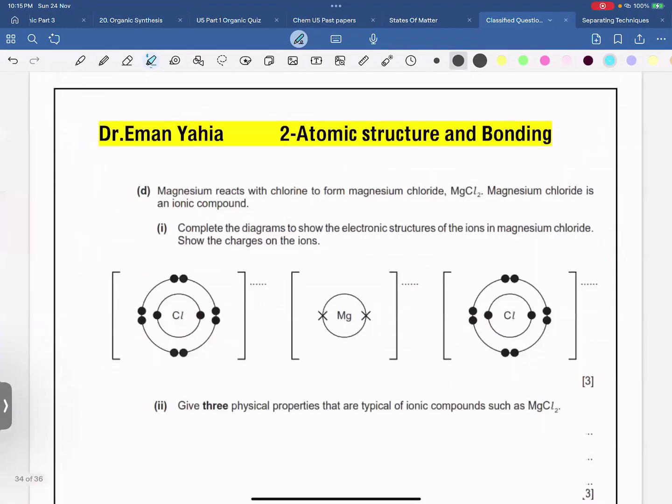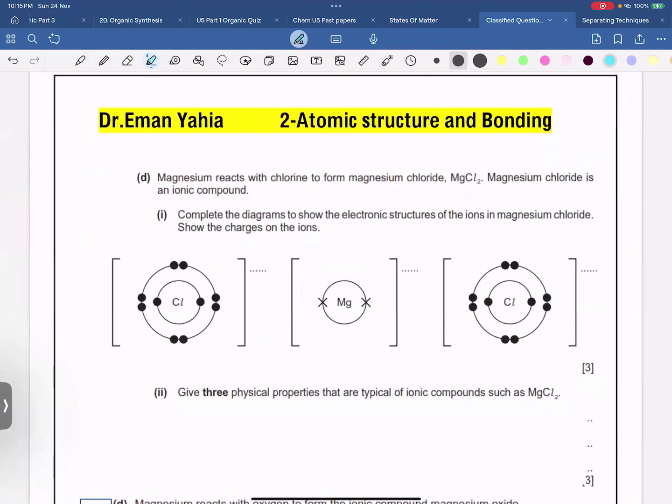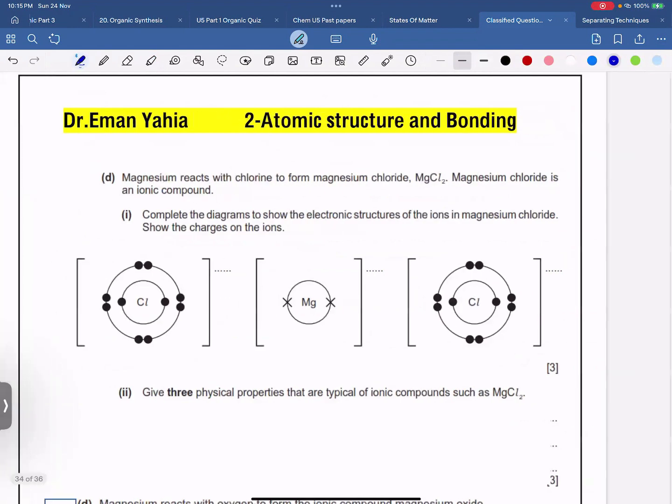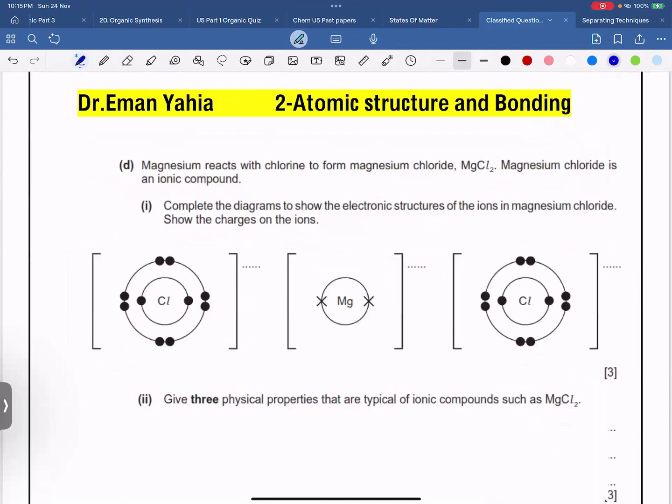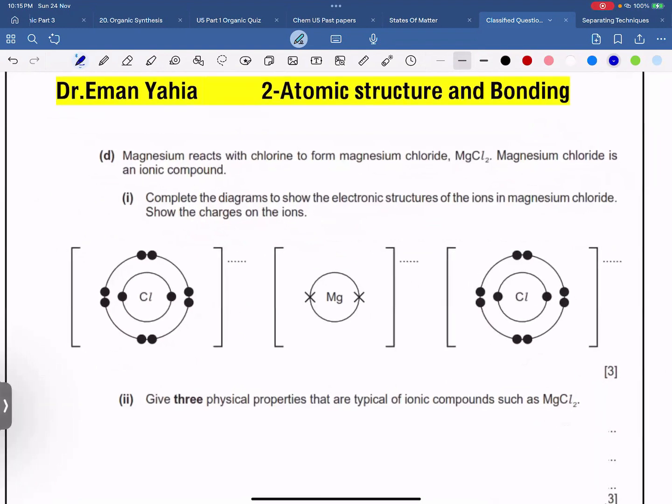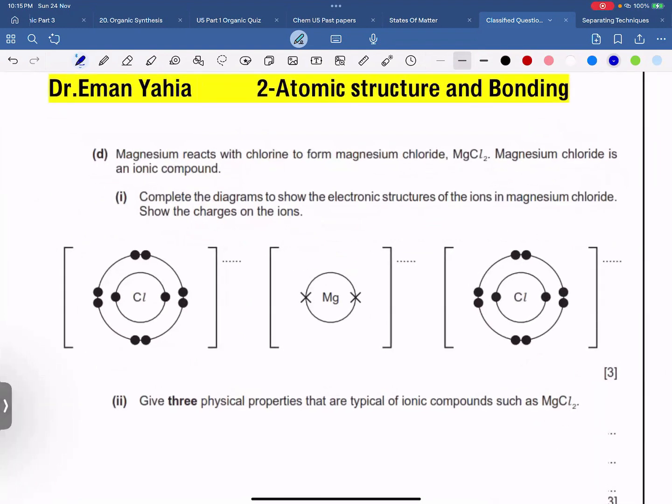And then magnesium reacts with chlorine to form magnesium chloride. Magnesium chloride is an ionic compound. Complete the diagram to show the electronic configuration, so all shells, not only the outer shell. Chlorine from the periodic table has 17 electrons, so 2, 8, 7. This is the electronic configuration for an atom. And magnesium, 12, is 2, 8, 2.